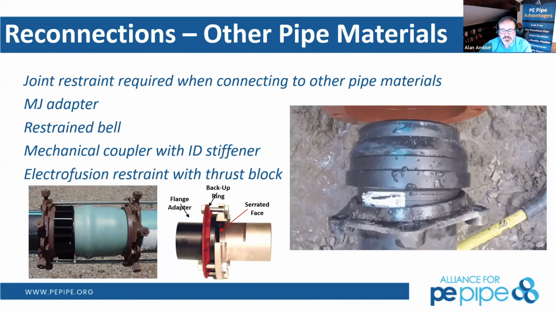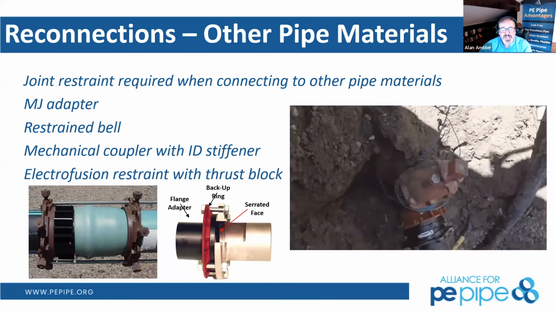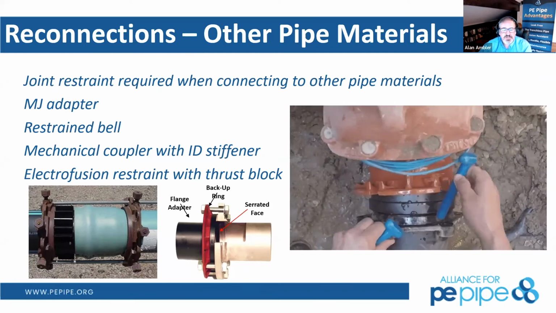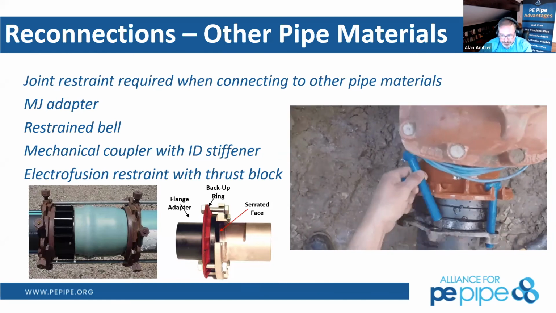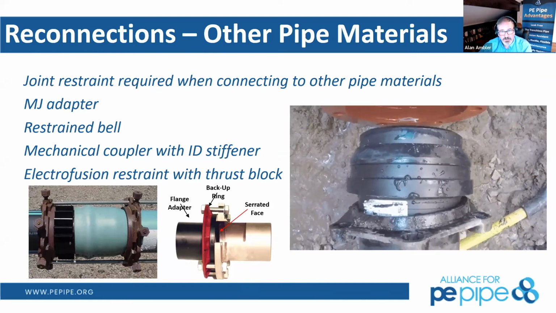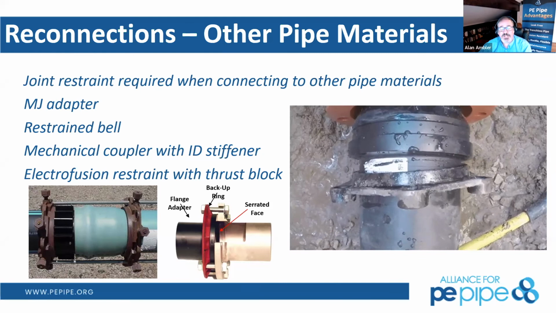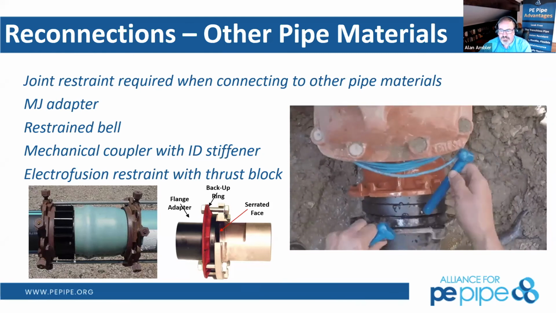So what you're seeing is a little animated GIF here of an MJ adapter, which will be the belt and suspenders type of adapter for us in restraining connections to valves or other pipe materials.